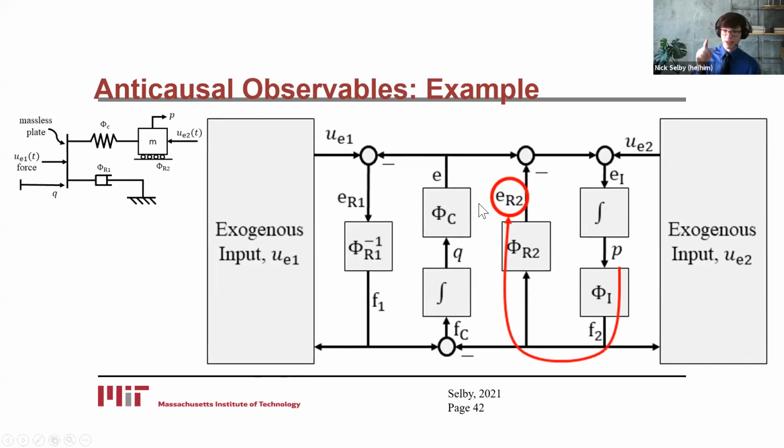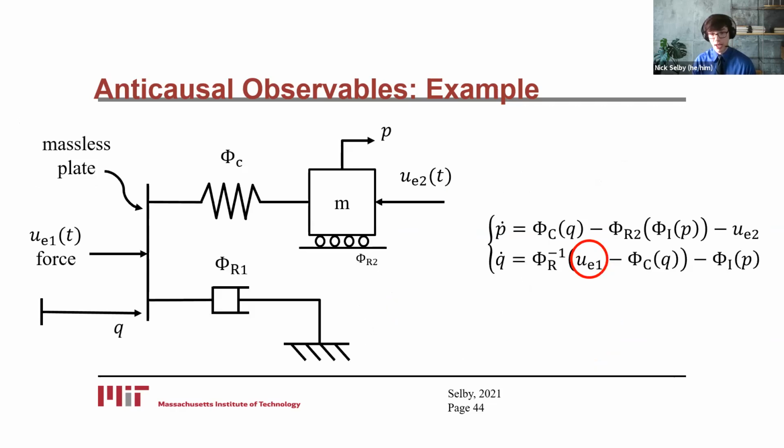DFL instructs that we lift first with E sub R2, which is a function of momentum P. So that's fine. No causality problems there, all is well. However, DFL also instructs that we lift with F1. But F1 is the output of a resistive element whose input is a function of the left exogenous input. And that's going to be a big problem. That's why we identified this as a system with anti-causal lifting dynamics. But this is just an example system.